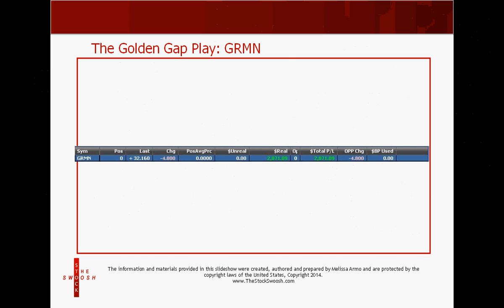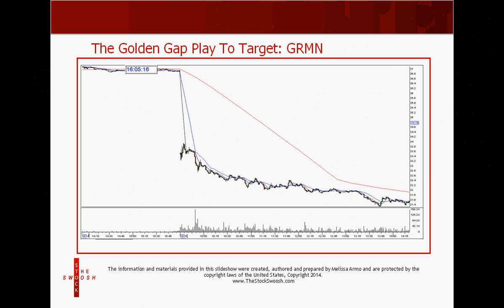And this is the money that I made in the GRMN. So I did it and I got out. I was very happy with my day. To be able to make this kind of money in 5 minutes is what I do very, very well. But I'm showing you that you could have held this a lot longer.